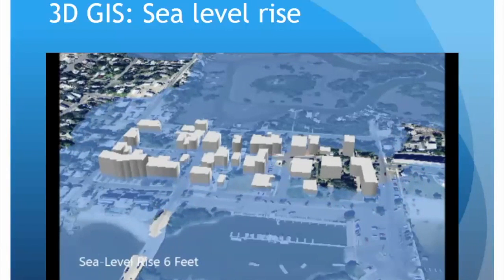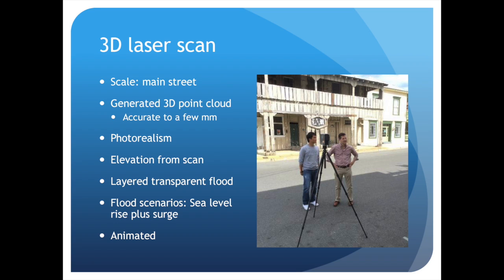So we showed these animations to the communities. Next, we looked at 3D laser scanning. We went to and scanned about 2.5 blocks in their main street, generating the 3D point clouds, and then used the elevation from the scan to model the buildings, and then, using the same strategy, overlaid transparent flood on top of the model, and then basically developed the scenarios.